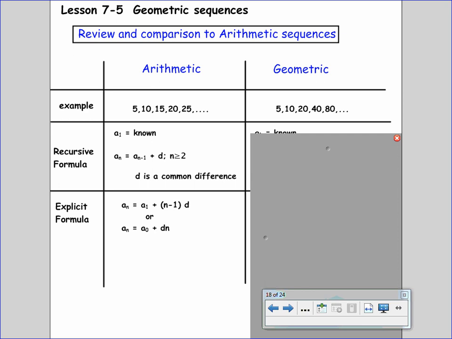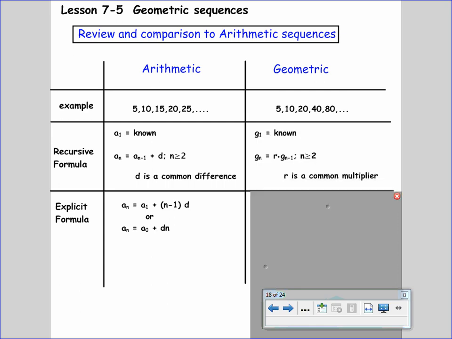That's different than geometric. In geometric, there's still a definite pattern, but it's no longer addition or subtraction. Check out this geometric sequence. 5, 10, 20, 40, 80. What's going on between successive terms in a geometric sequence? Braden? Times 2. Yeah, absolutely. And so we're multiplying by a constant ratio as opposed to adding or subtracting a common difference.